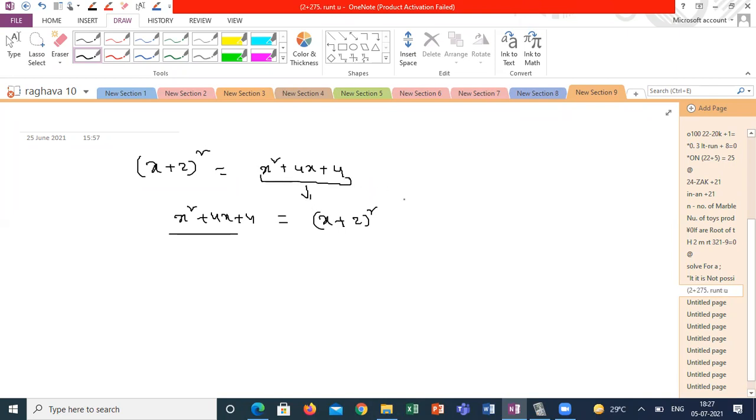Suppose instead of this, I give x square plus 4x plus 3, and I am asking you to convert it into a perfect square. That means complete the square. What makes this expression complete the square? Guys, what number do I have to add or subtract to make the expression a perfect square? Please.